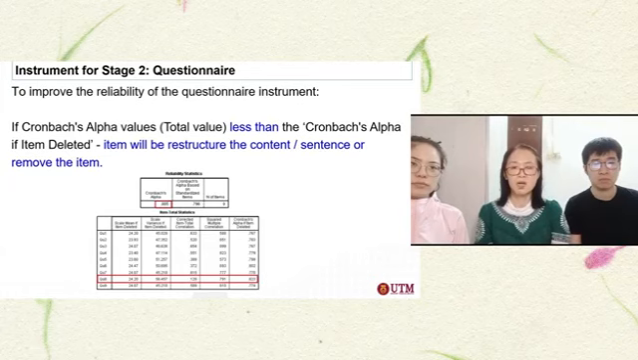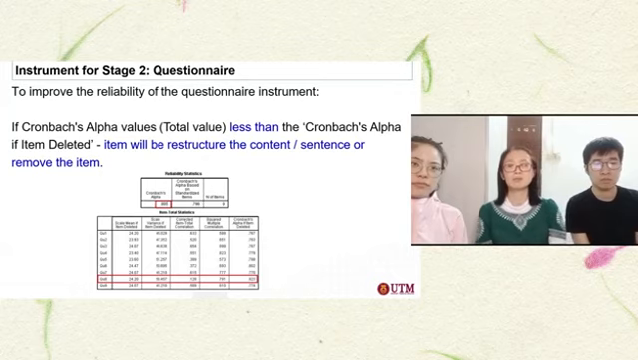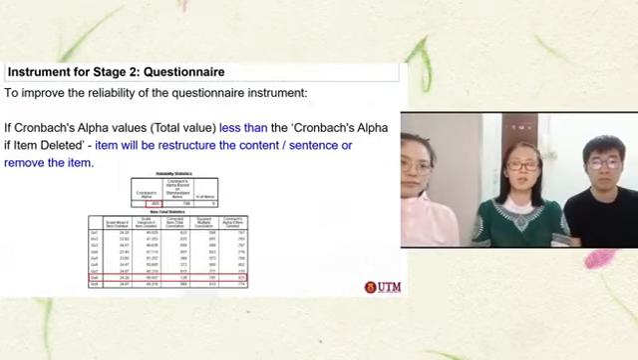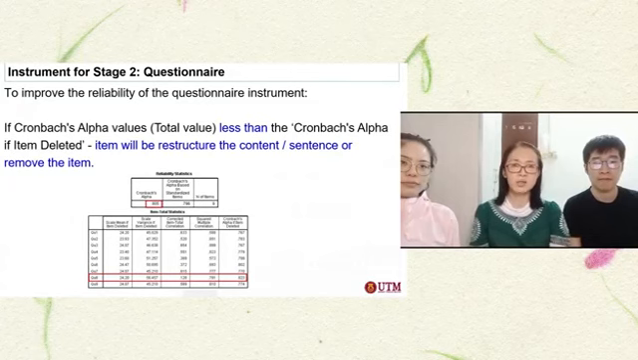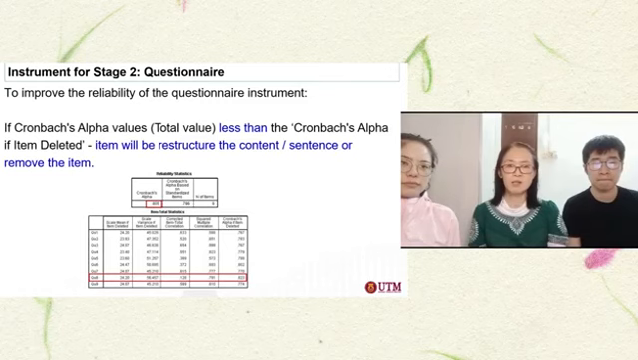In case the Cronbach's alpha value equals 0.8, then it means that the instrument's items are at a moderate level of reliability and the item is acceptable. But it can be questionable as well. Okay. To improve the reliability of the questionnaire instrument, if the Cronbach's alpha total value is less than the Cronbach's alpha if item deleted, then the item will be restructured in its contents or sentence, or removed, so that the reliability of the questionnaire can be improved further.